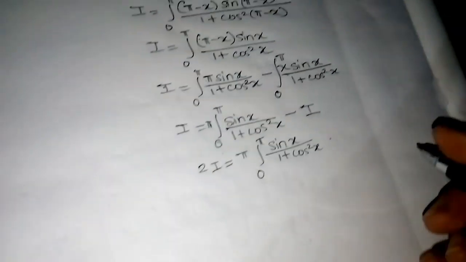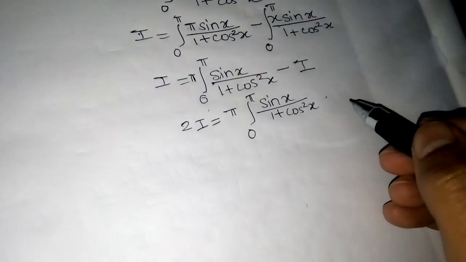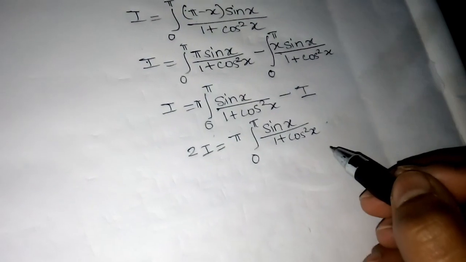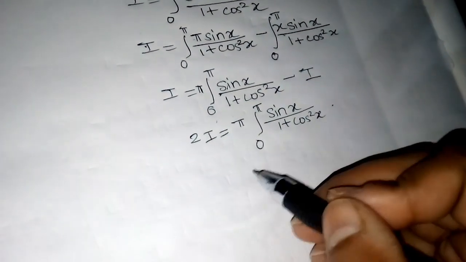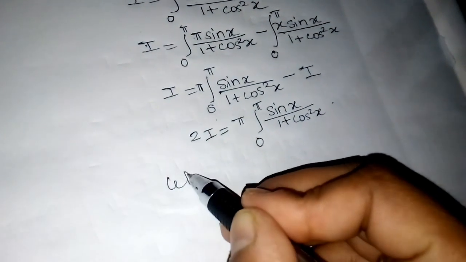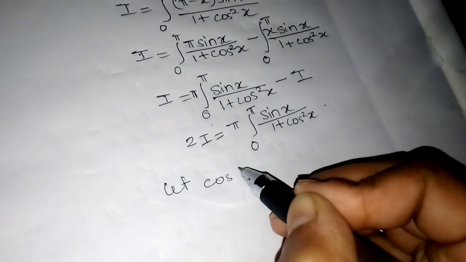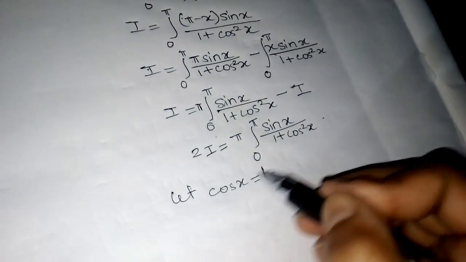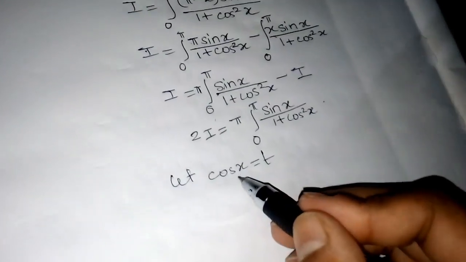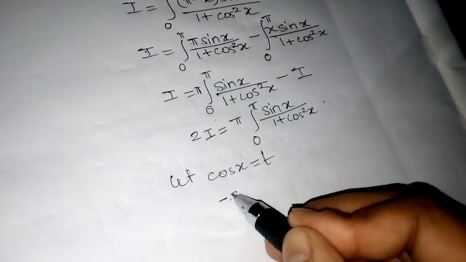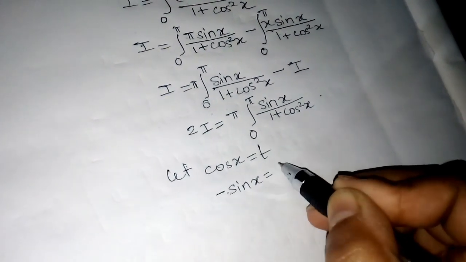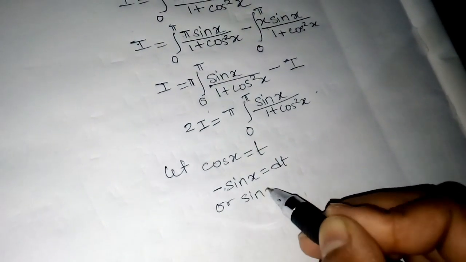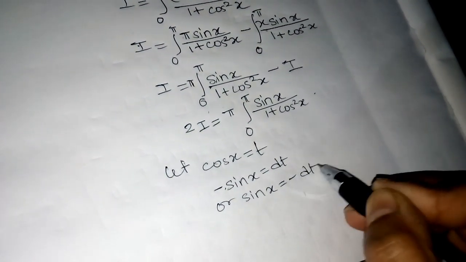The next thing we have to do is substitution. We consider cos x as t. So let cos x equal t. Differentiation of cos x is minus sin x, which equals dt. Or we can write sin x dx equals minus dt.